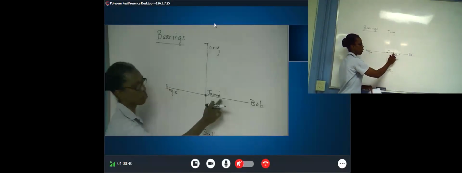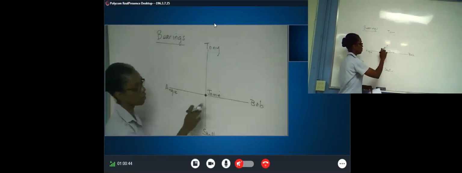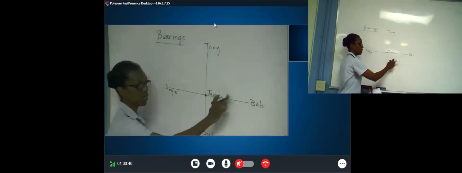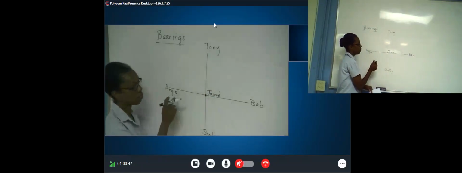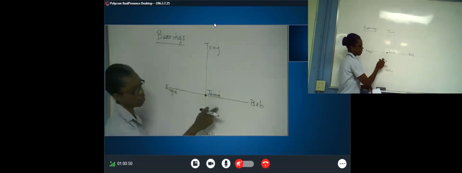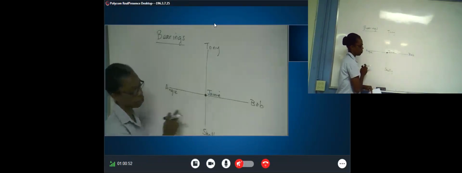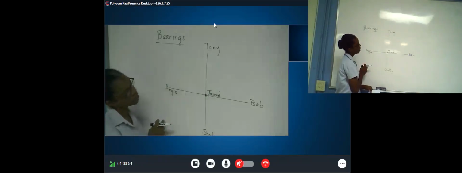So he needs to look at Bob, 90 degrees, direction is clockwise. He needs to look at Angie. If he's maintaining the same clockwise direction, he would go through 270. If he needed to look at Shelley, he would go through 180, and so on.